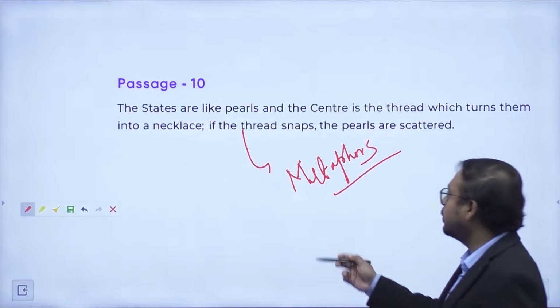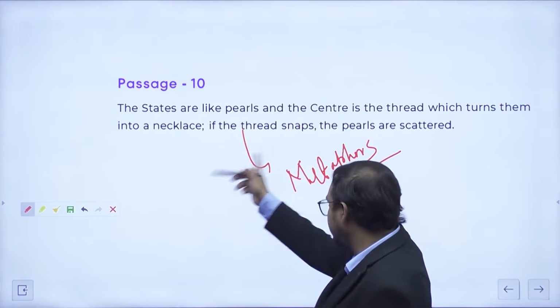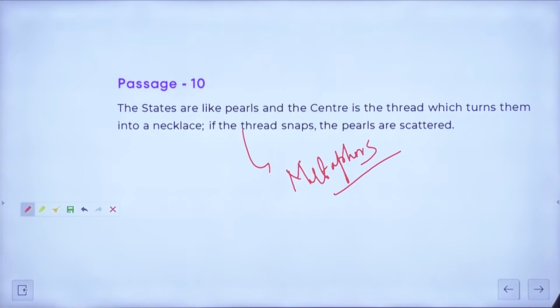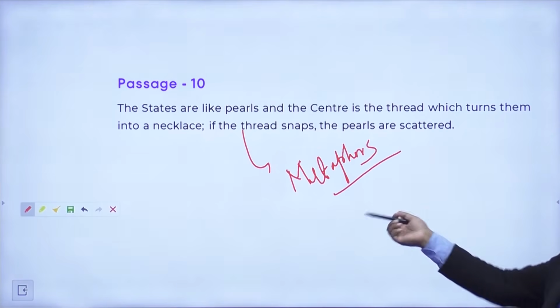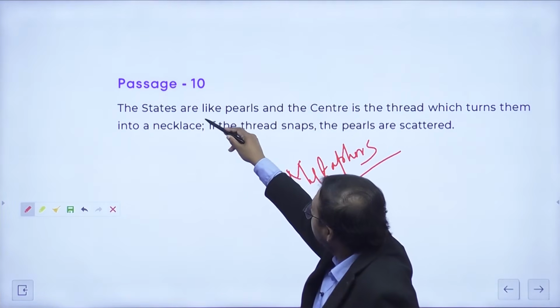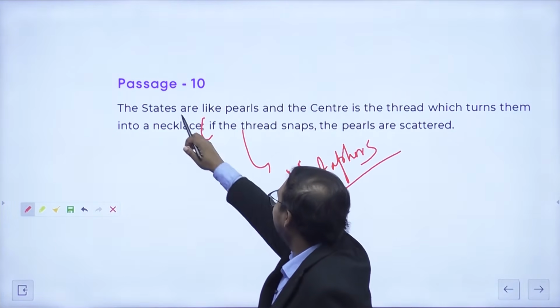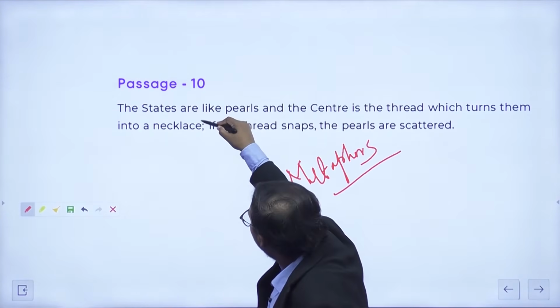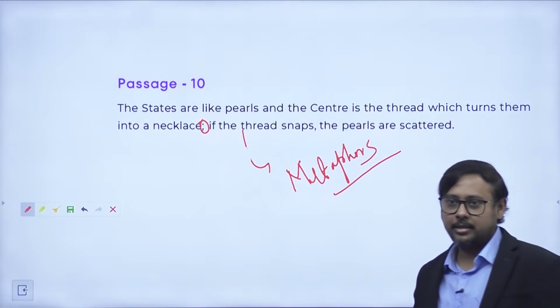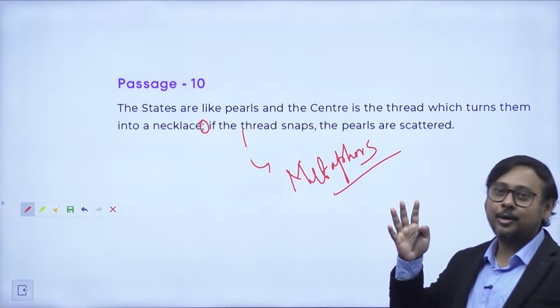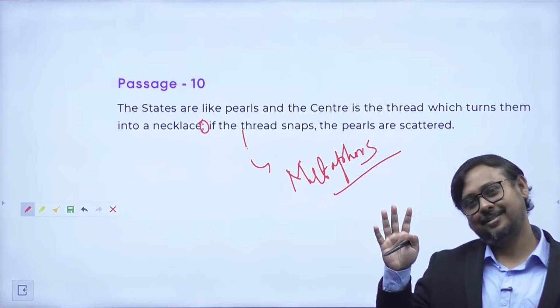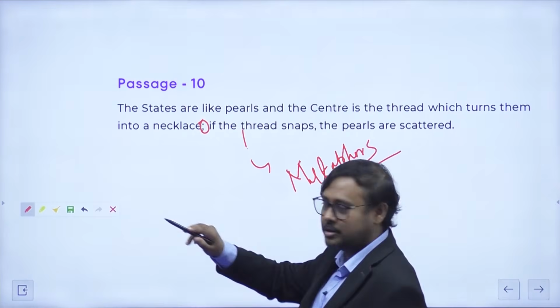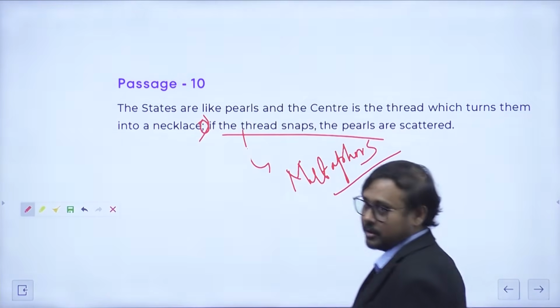It takes us 2-3 years. Because yesterday what was happening, let's read the sentence. The states are like pearls and the center is the thread which turns them into a necklace. If the thread snaps, the pearls are scattered. Now let's understand. What is this? I'll go into it and I will convince you why not to attempt this. What is this? Right? You have studied clauses. So we can divide this sentence into 2 clauses. Till here is 1 clause, then there is the other clause.